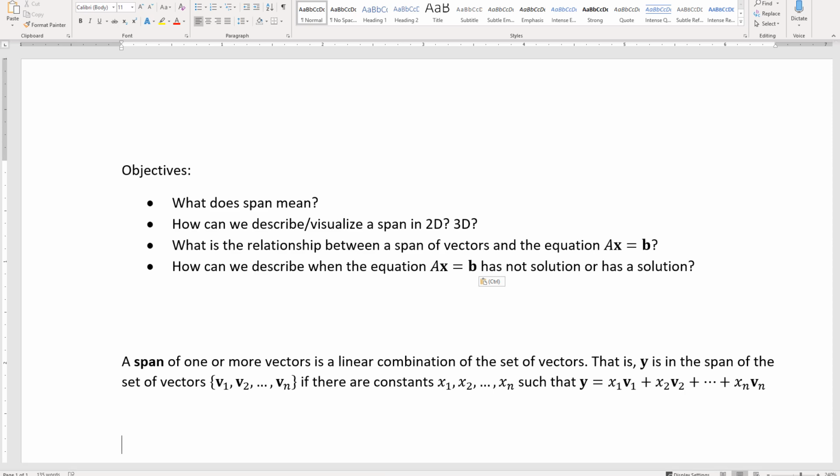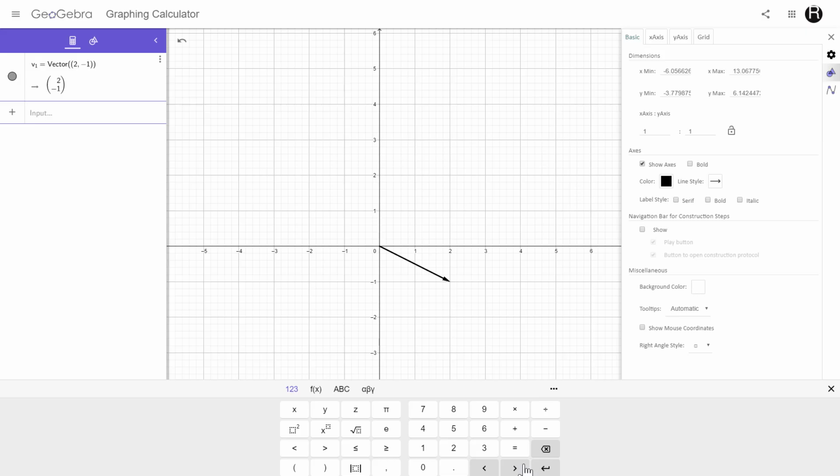Let's take a look at a graph of a vector. This is a vector in 2 dimensions. The vector (2, -1) can be represented as a 2 by 1 column matrix, and we have 2, negative 1 looking like a point. A vector can be represented as a directed line segment that starts from the origin to that point 2, negative 1.